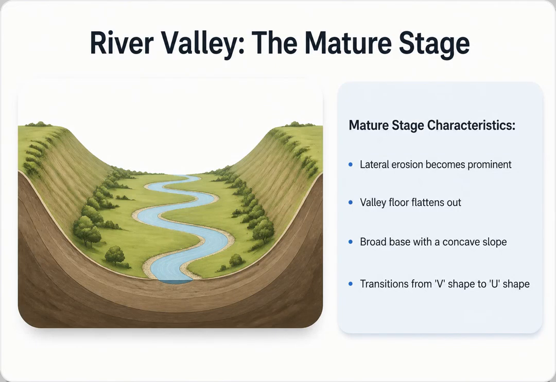As the cycle attains maturity, the river's energy profile changes. The steep vertical downcutting slows down, and lateral erosion, the wearing away of the stream's banks, takes over. This lateral movement causes the valley floor to flatten out and widen. The steep wall-like sides of the youth stage gradually wear back into a concave slope. What was once a sharp V-shaped valley transforms into a broad, sweeping U-shaped valley.